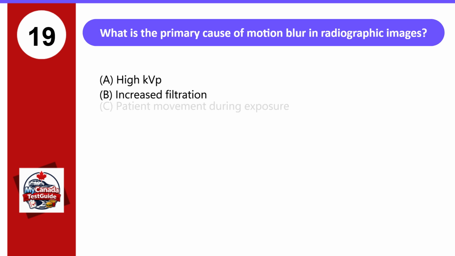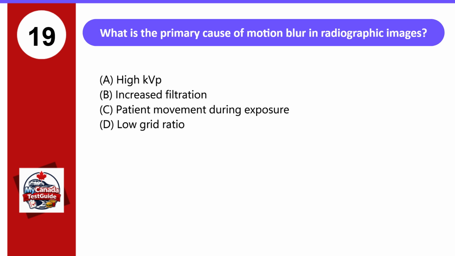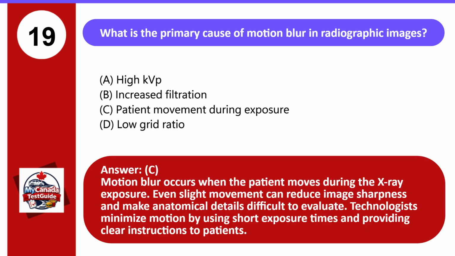What is the primary cause of motion blur in radiographic images? A. High kVp. B. Increased filtration. C. Patient movement during exposure. D. Low grid ratio. Answer, C.